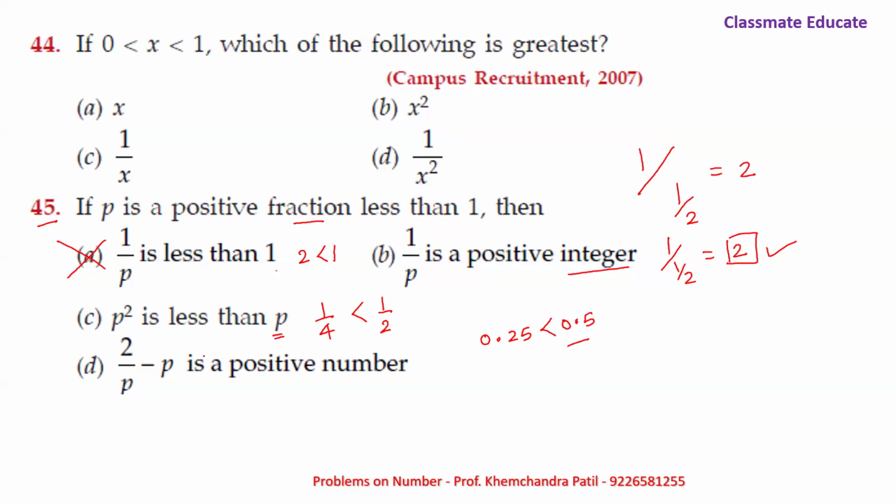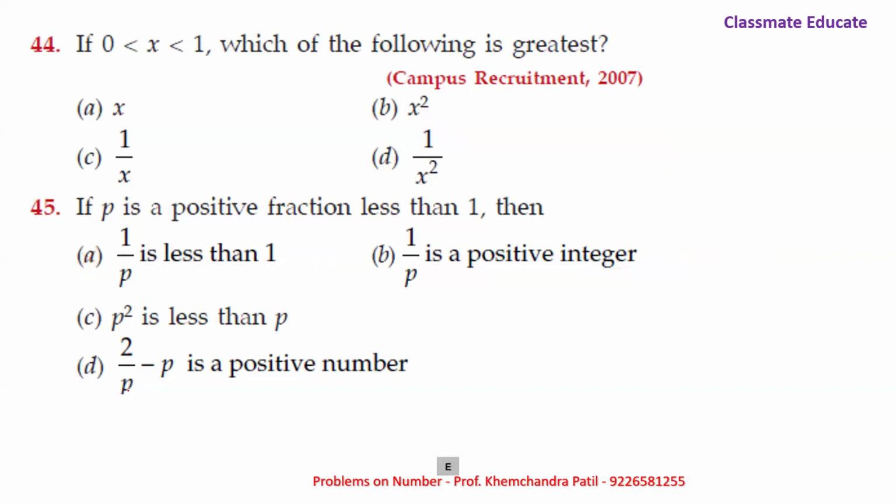Now, last: 2 upon P minus P is a positive number. And what is the P you are taking? That is 1 by 2. So 2 upon 1 by 2 is 4. 4 minus 1 by 2.